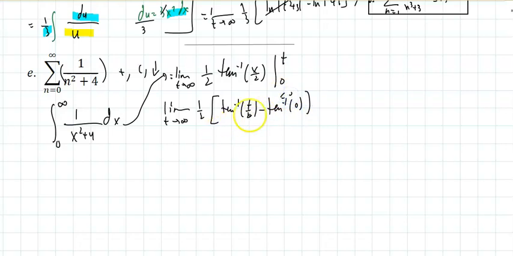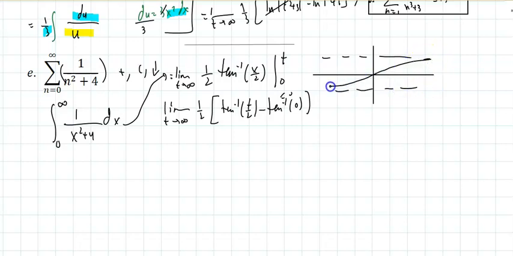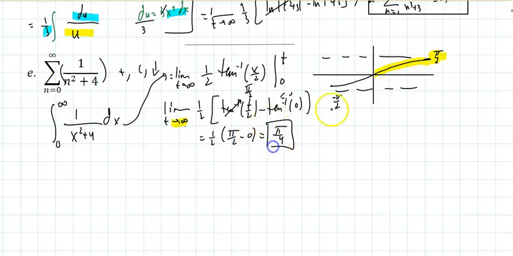Well, that's a 0. The limit as t approaches infinity, we are responsible for only one graph of inverse. As far as we're concerned, the graph of inverse tangent looks like this. It maxes at pi over 2 and minimizes at negative pi over 2. Since t is approaching infinity, that will approach pi over 2. So I'm left with 1/2 times pi over 2 minus 0, which is pi over 4. That is a finite number. Therefore, the series n equals 0 to infinity of 1 over n squared plus 4 converges by the integral test.